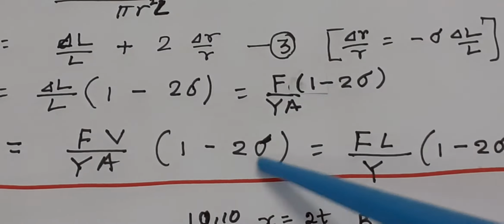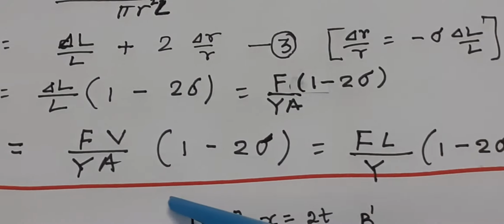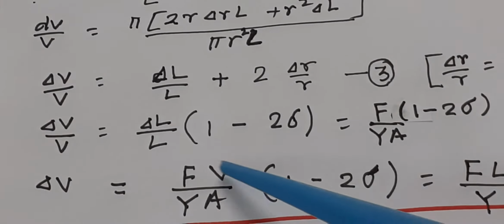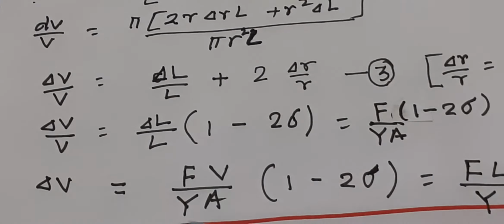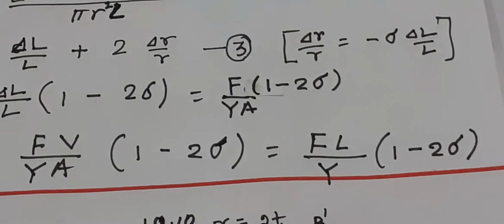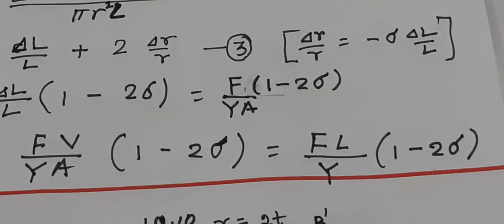We require to find out only delta V. On the left side delta V by V is there, multiplied by V. V means area into length of the cylinder. So area will cancel, FL divided by Young modulus will remain within bracket 1 minus 2 sigma. That will be the answer for this.